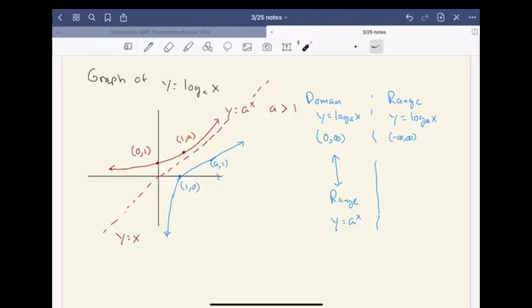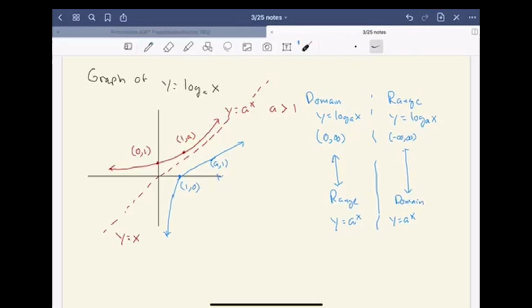Okay? This is equivalent to the domain of y equals a to the x. The x values here go from negative infinity to infinity, but the y values go from 0 up to infinity. Okay? So, just remember that sort of relationship.